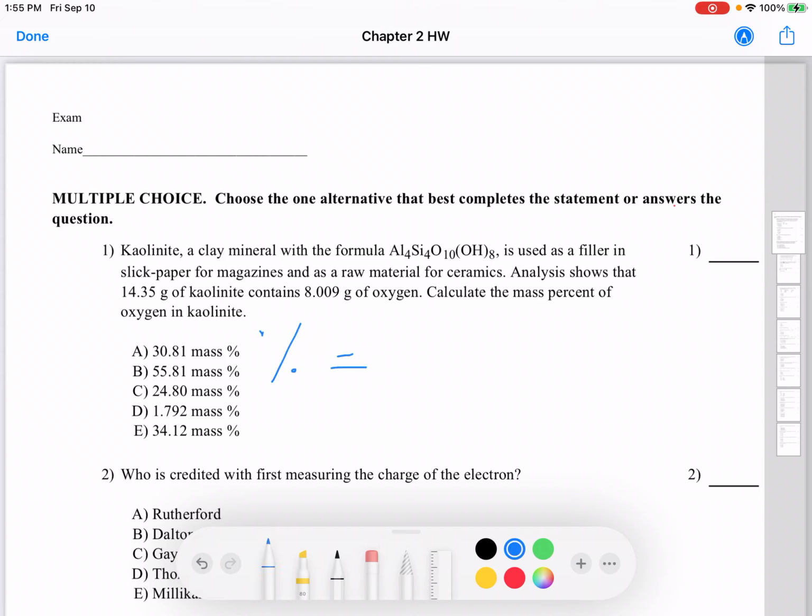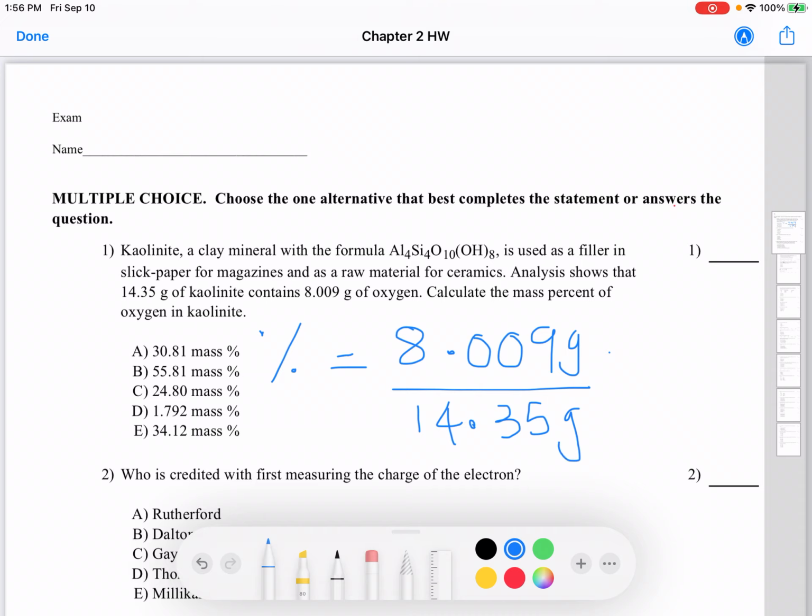Percentage. The amount of oxygen given is 8.009 grams, and the mass of the whole compound is 14.35 grams. So you divide 8.009 grams by 14.35 and you multiply by 100. This will give you the mass percent of oxygen. Okay, that's how you would do that problem.